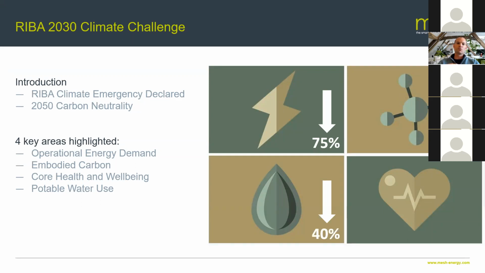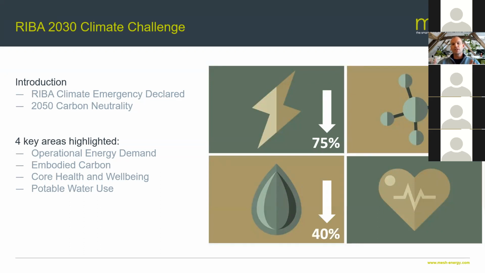Some practices are really going in hard with this and really trying their best to reach targets for the end of the decade today, and others are just dipping their toe into the water. But the framework is reasonably simple. It's made of 4 sections. We're looking at reducing operational energy, reducing embodied carbon, reducing potable water usage, and focusing also more on health and well-being, with a particular focus on overheating and ventilation.